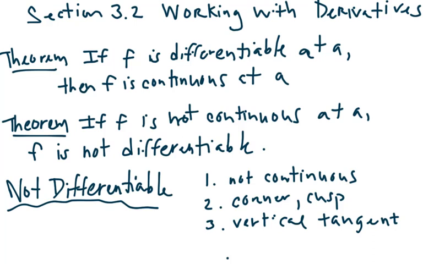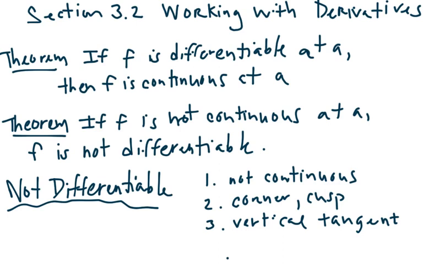Section 3.2, working with derivatives. So we have a couple theorems here. They essentially say the same thing. If f is differentiable at a, then f is continuous at a. And if f is not continuous at a, then f is not differentiable.